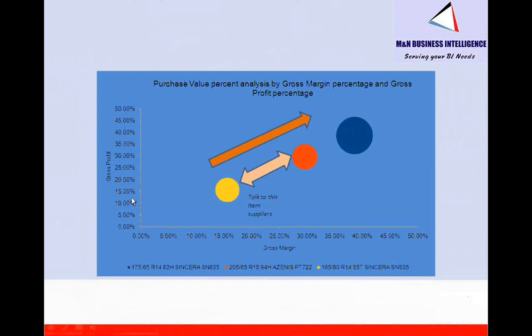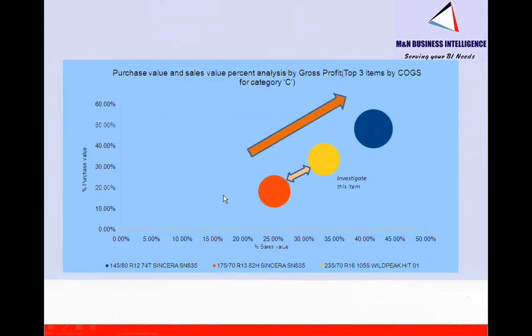Then we looked at the gross profit. So again, we have the gross profit here, the gross margin, but look at the purchase value. So again, for lower gross profit and lower gross margin, you should have lower purchase value, then higher, and then higher, as you know. But here we see these two circles are the same width. So basically for the item 165 by 80 R14, the company needs to talk to the suppliers.